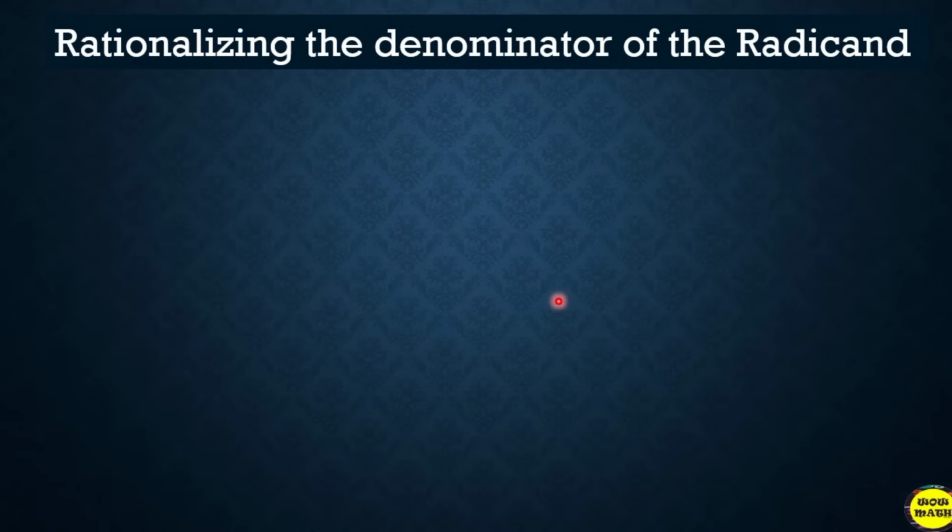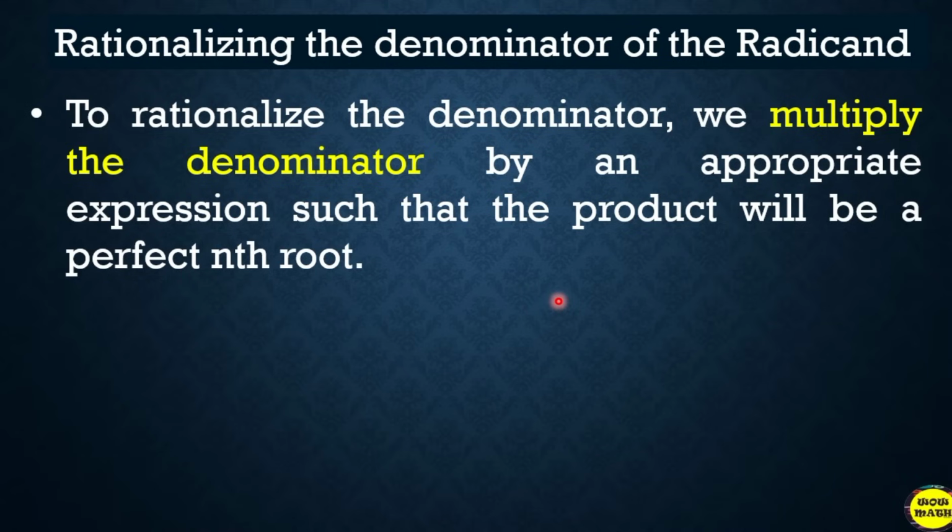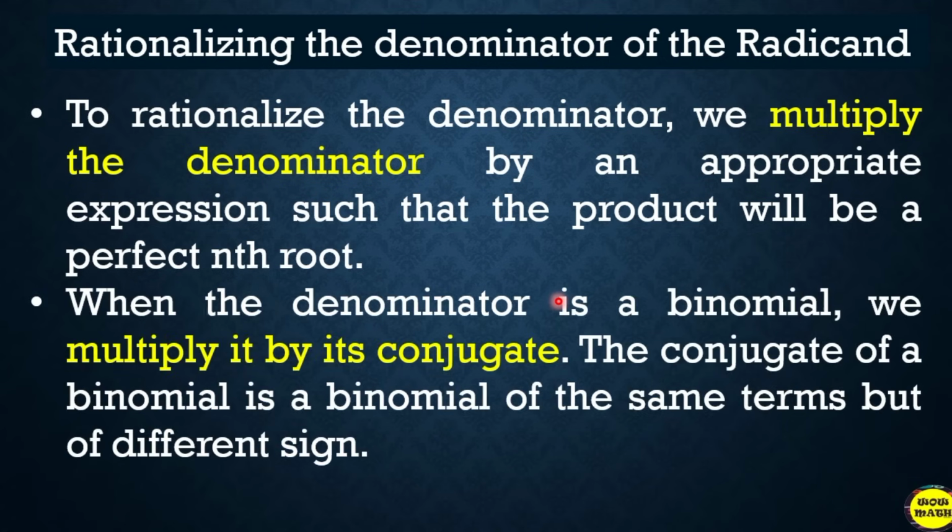So again, pag sinabi natin rationalizing the denominator of the radicand, ito yung mga fraction na merong radical sa denominator natin. So kaya hindi siya mako-consider as simplest form, kung meron pang radical sign sa denominator natin. So to rationalize the denominator, we multiply the denominator by an appropriate expression such that the product will be a perfect nth root. When the denominator is a binomial, we'll multiply it by its conjugate. The conjugate of a binomial is a binomial of the same terms but of different sign.